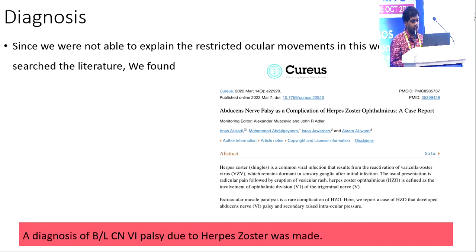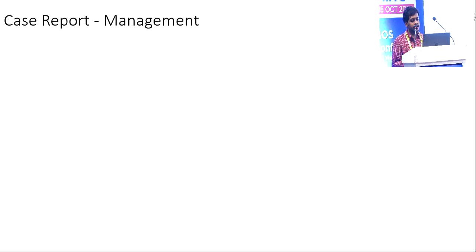Since we were not able to explain the restricted ocular movement with this, we searched the literature. We found abducens palsy as a rare complication of herpes zoster. So a diagnosis of bilateral cranial nerve 6th palsy due to herpes zoster was made.